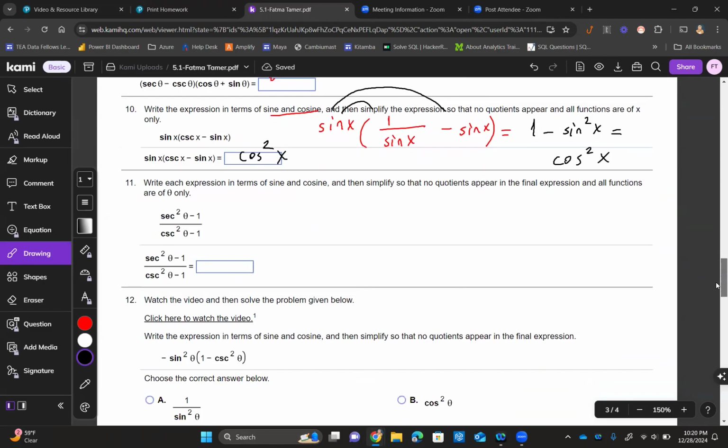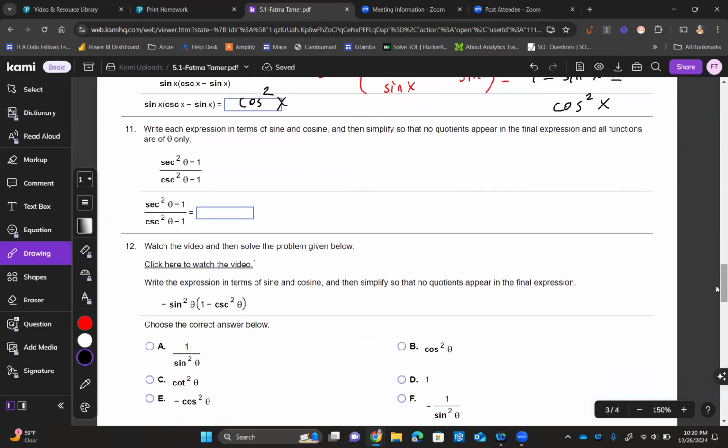For question 11, this is the question we get. Write each expression in terms of sine and cosine and simplify. Instead of secant squared, I can write 1 over cosine squared theta minus 1 all over. Instead of cosecant squared theta, I can write 1 over sine squared theta minus 1.